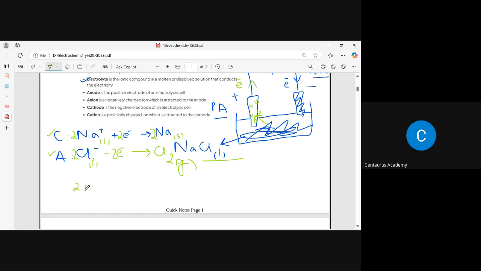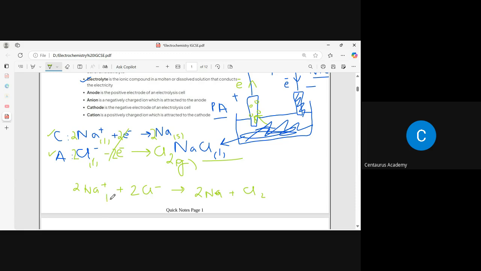So the complete equation is going to be, you're going to cancel these 2 electrons, 2 Na+ plus 2 chloride ions to produce 2 Na plus Cl2. Okay, is this point clear? This is the complete ionic equation for this reaction.